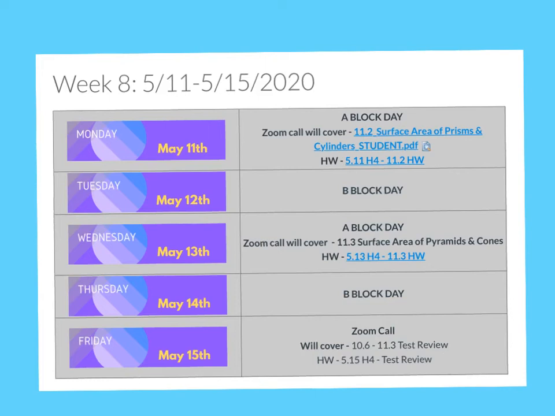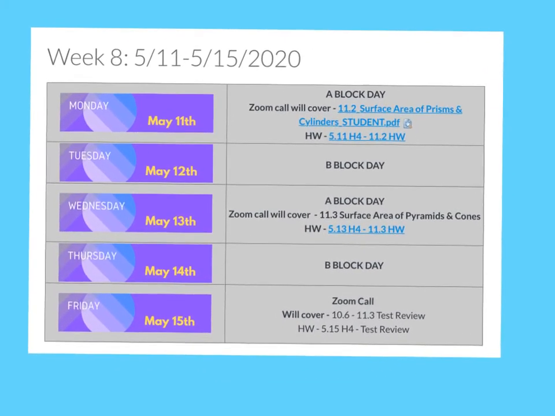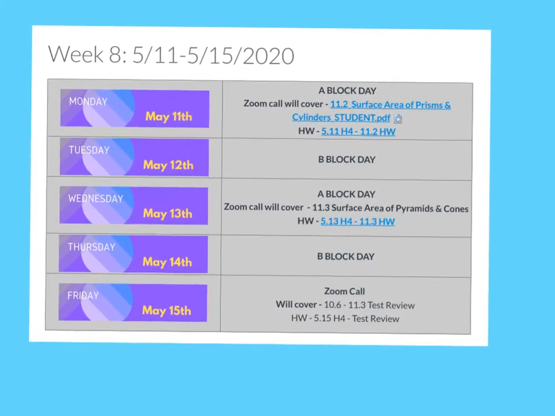Here's the plan for the week. We are obviously on our A block day. We're going to do 11-2, which is surface areas of prisms and cylinders. And then Wednesday, we're going to do surface areas of pyramids and cones. And then Friday, we'll start your review for your last test, which is next week, next Wednesday. That test is going to cover the 10.6 and 10.7, which was on your quiz, and then the 2 new sections.